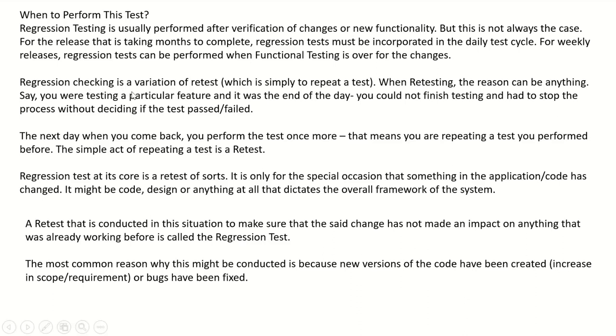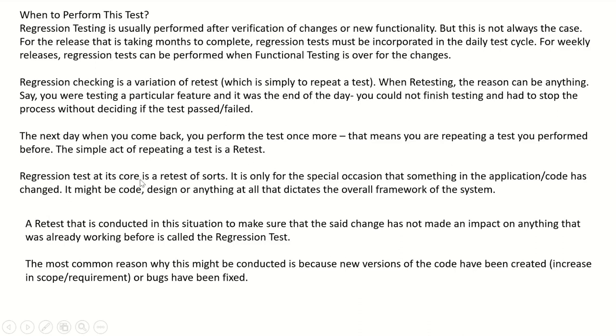Regression testing is a variation of retest, which is simply to repeat the test. When retesting, the reason can be anything. Say you were testing a particular feature and it was the end of the day, and you could not finish the testing and had to stop without deciding if the test passed or failed. The next day when you come back, you perform the test once more. That means you are repeating the test you performed before. The simple act of repeating a test is a retest.